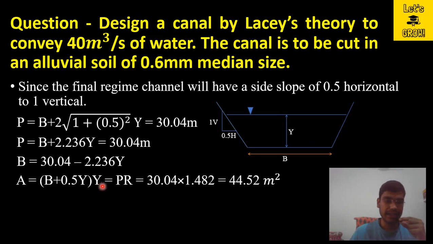So this area can be equal to P into R. What is P? P is the wetted perimeter and R is the hydraulic radius, and the formula for hydraulic radius is A upon P. So to calculate the area, we can simply write it as P into R. We know the value of P, it is 30.04, into R, the value of R we have calculated earlier, and it is 1.482. If we multiply these two values, it comes out to be 44.52 meters square.